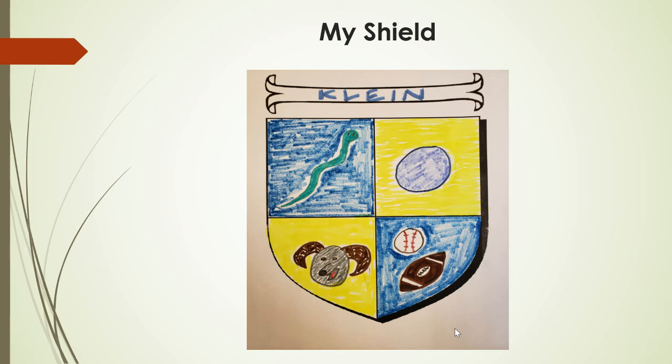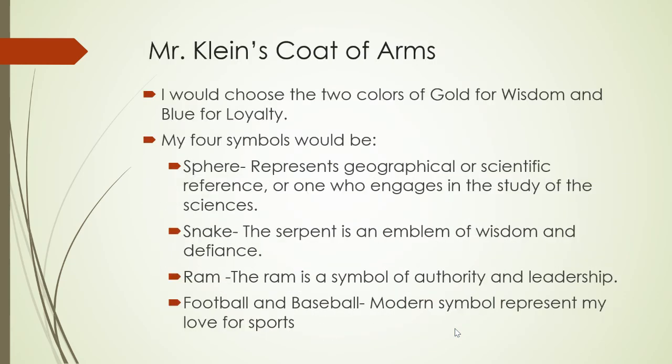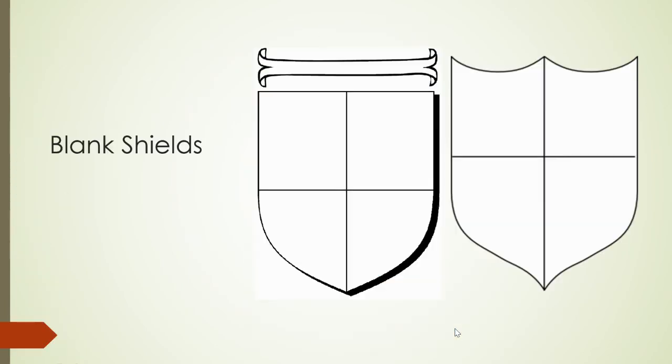Am I an artist? No. Is there a sphere there? Yes. Is there a snake? Yeah. Is there a ram? Is there a football and a baseball? There are. There you can see the colors of gold and the colors of blue. So going back to explaining it and all that, you will see those right there.